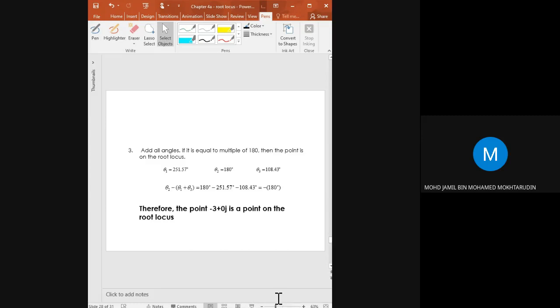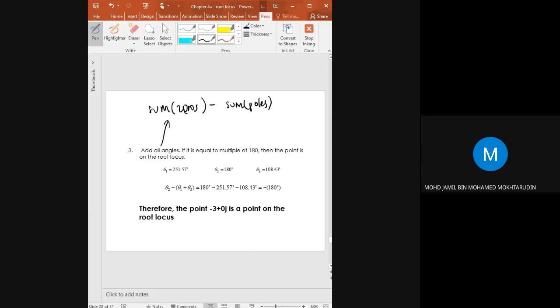Okay, sum of angles of zeros minus sum of angles of poles. Jangan pula tambah zeros dengan poles. Jangan lebih buruk. Angles, okay. Saya tak boleh tulis panjang-panjang, pendek je. Senang nak ingat. Kalau tulis panjang-panjang, tak boleh ingat.